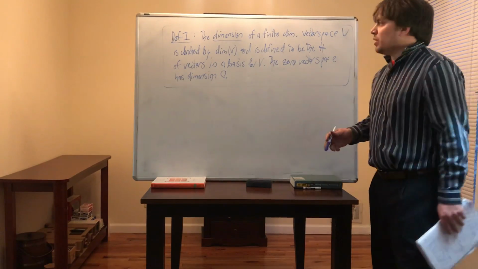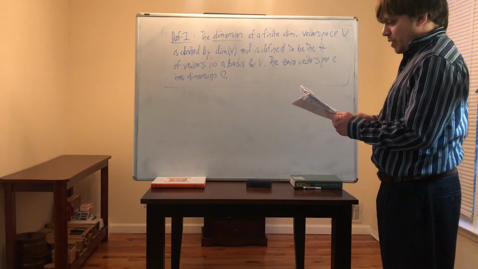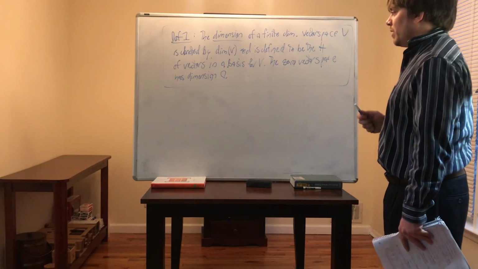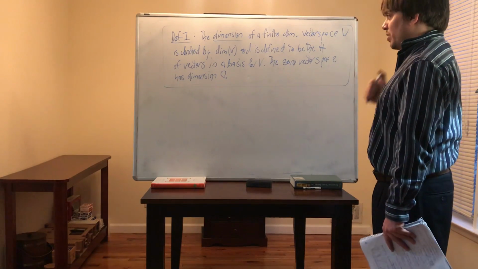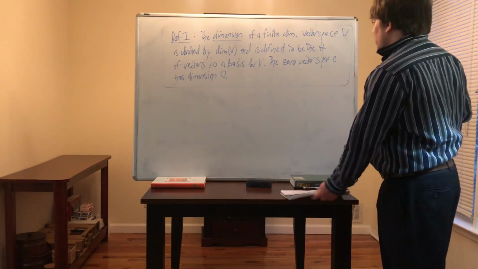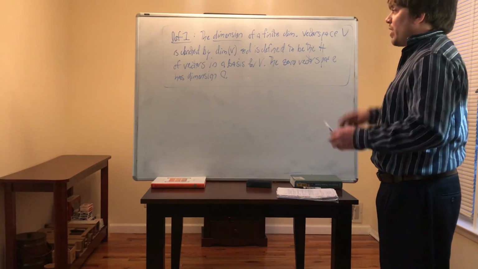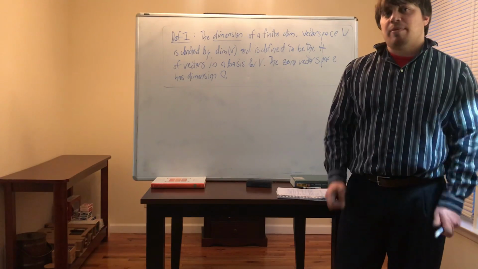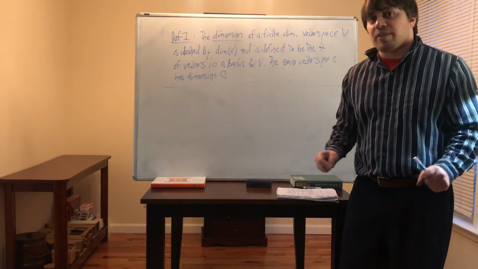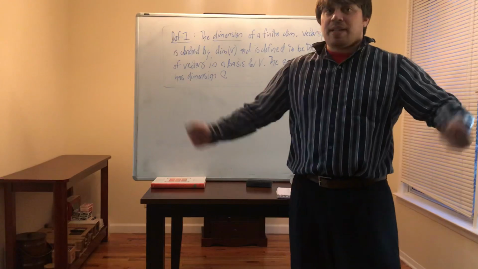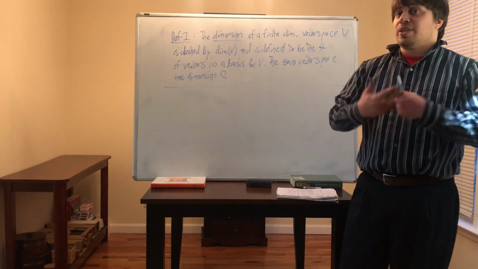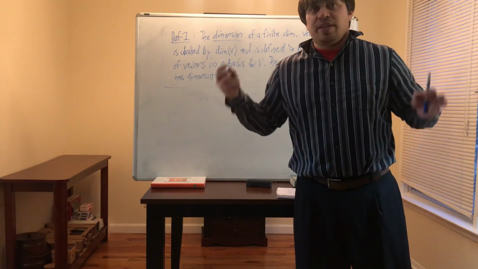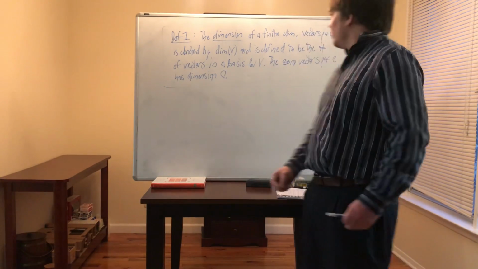Okay, so definition 1 for 4.5. The dimension of a finite dimensional vector space V is denoted by dim of V and is defined to be the number of vectors in a basis for V. The zero vector space has dimension 0. So every basis for a vector space has the same number of vectors. And so since every basis has the same number of vectors in it, we can define the dimension of the vector space to be the number of vectors in any basis. Because once we know the number of vectors in any basis, we know the number of vectors in every basis. And that number is the dimension for a vector space. Okay?